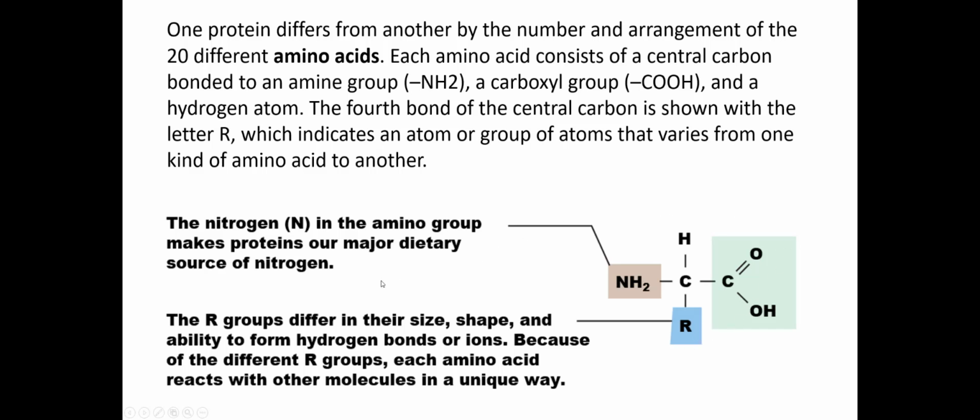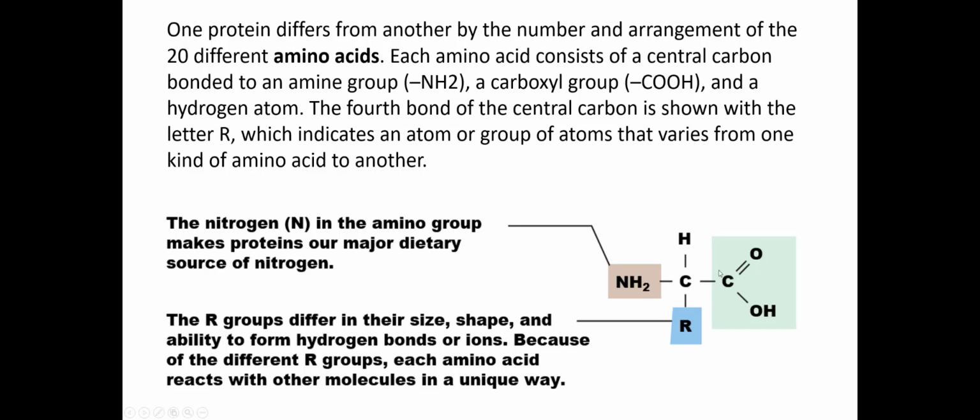So here we can see in this diagram, here's the amine group, NH2, the carboxyl group, the hydrogen, and the R group. So the R groups differ in size, shape, and ability to form hydrogen bonds or ionic bonds. Because of the different R groups, each amino acid reacts with other molecules in a unique way.